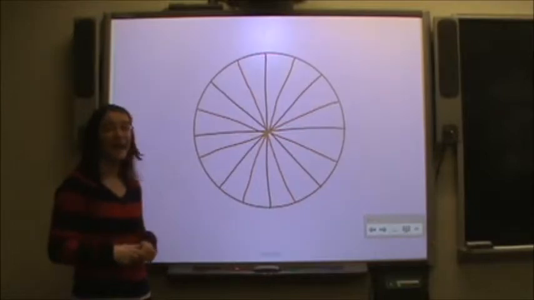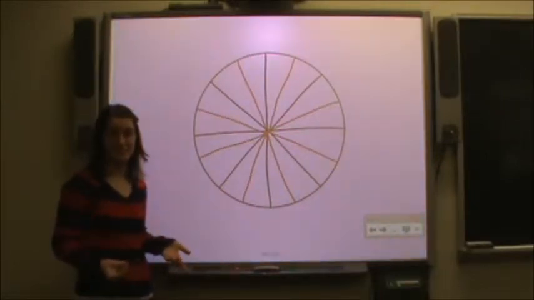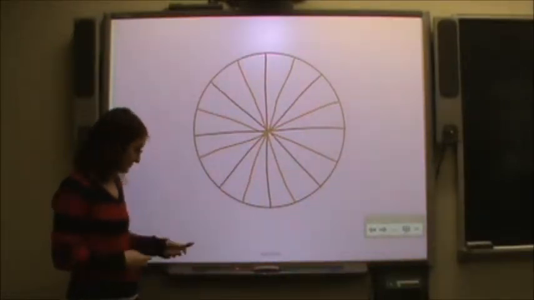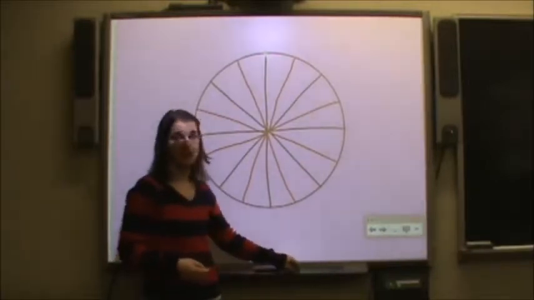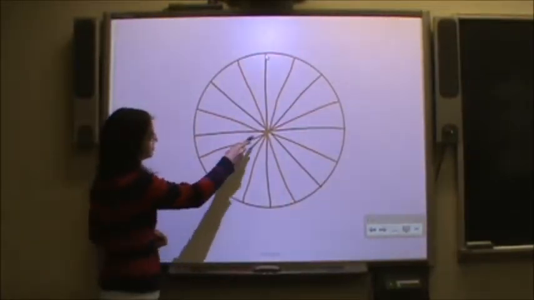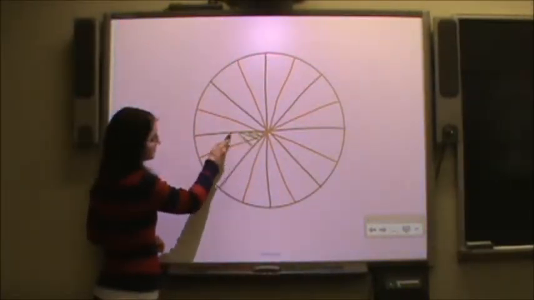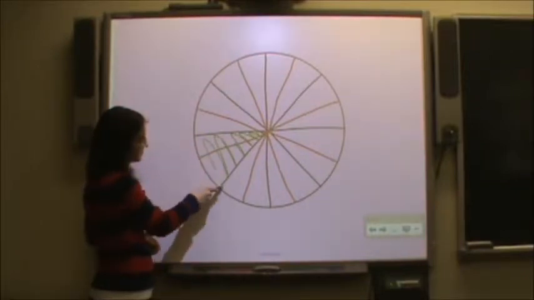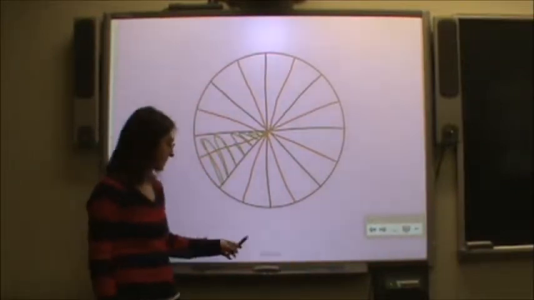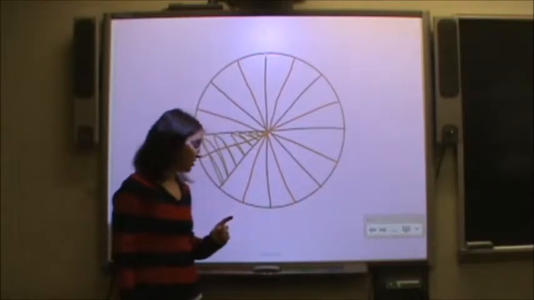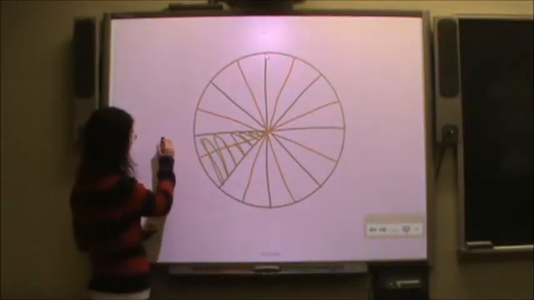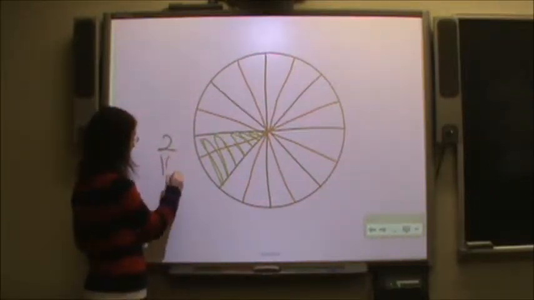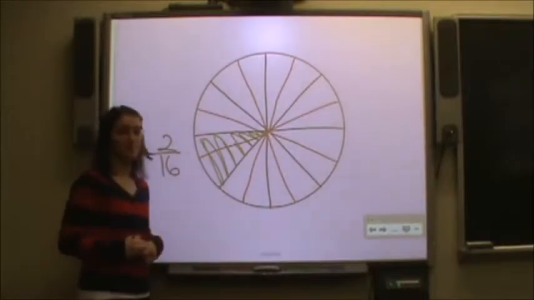Counting these now, I have 16 pieces. Well, let's say one of my friends takes 2 of those pieces. They took 2/16, 2 out of the 16.